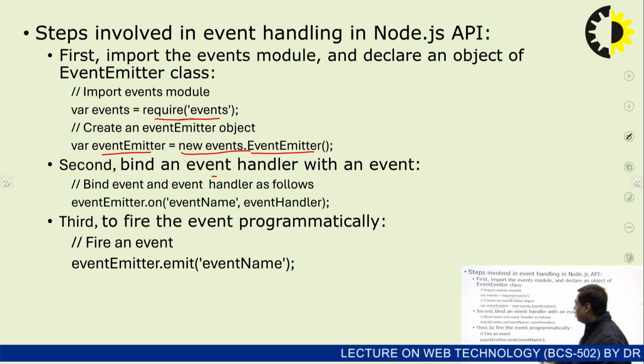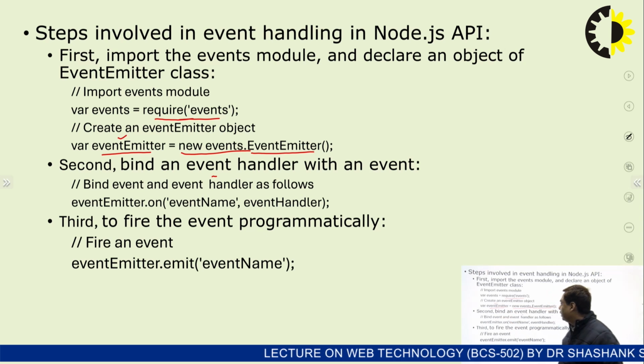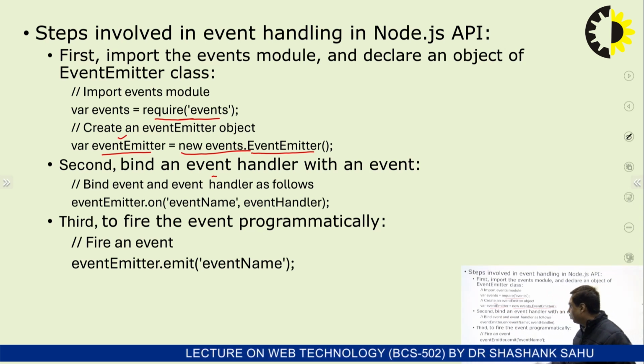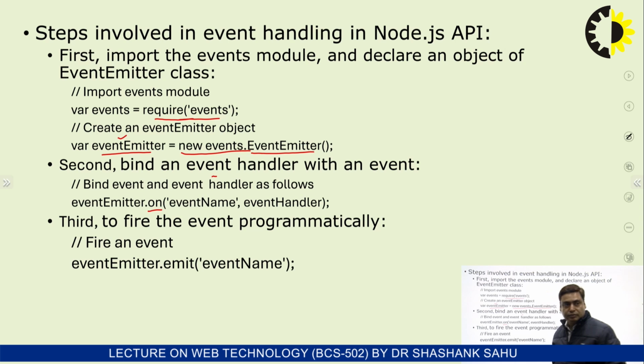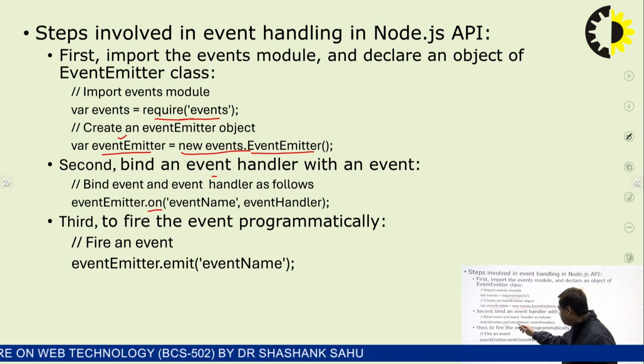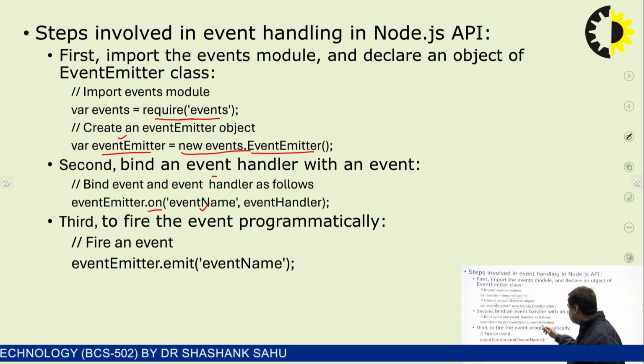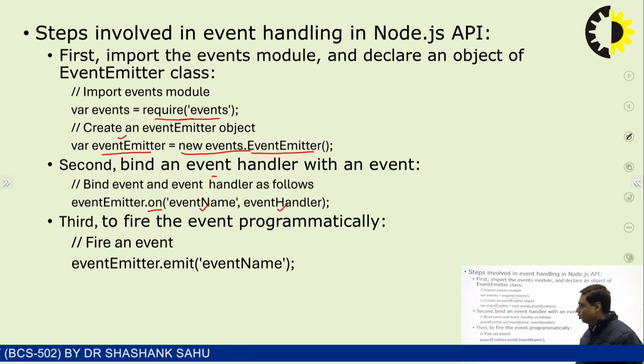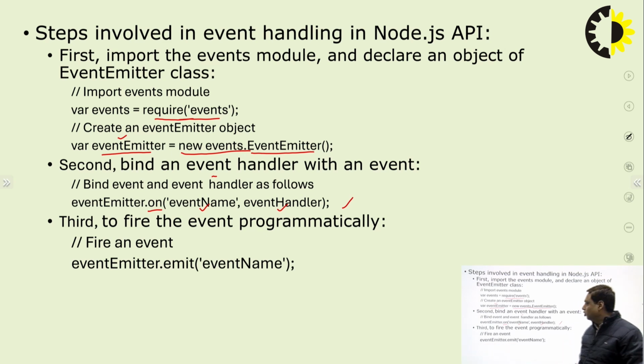Next job is, for the object that you have created for the EventEmitter class, we have to call the on method. The job of the on method is to give the name of the event and give the name of the event handler, that is the callback function, which will be attached to a particular event.